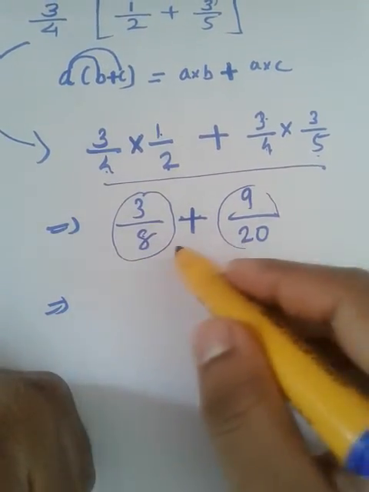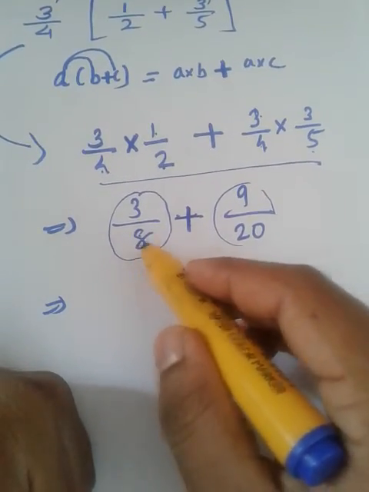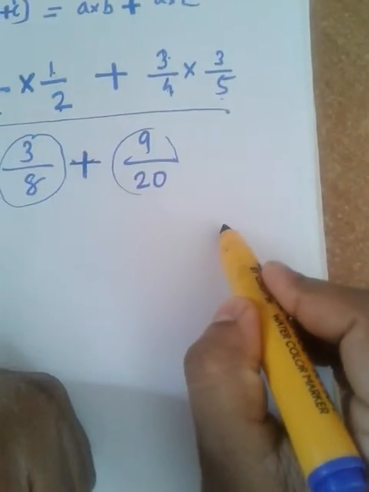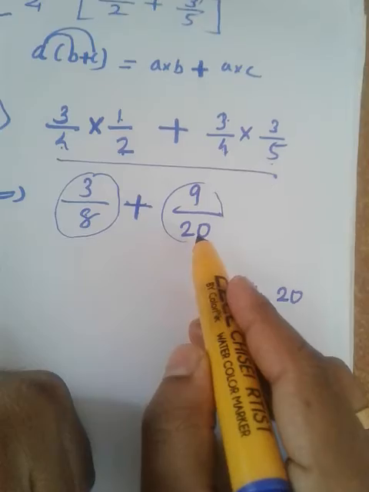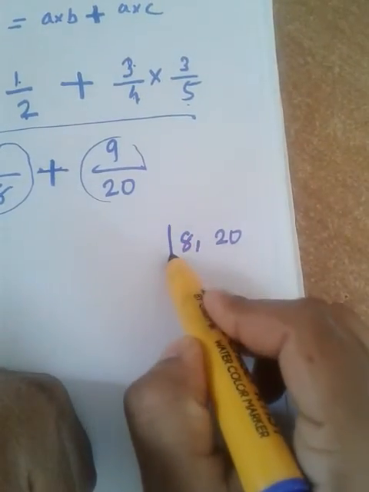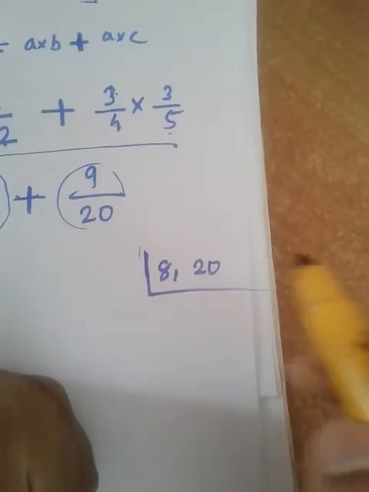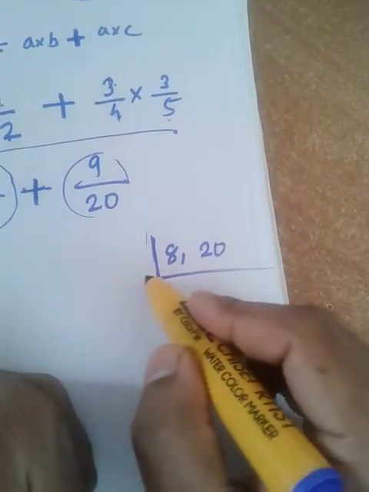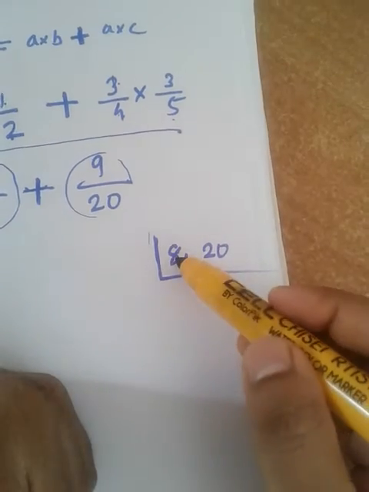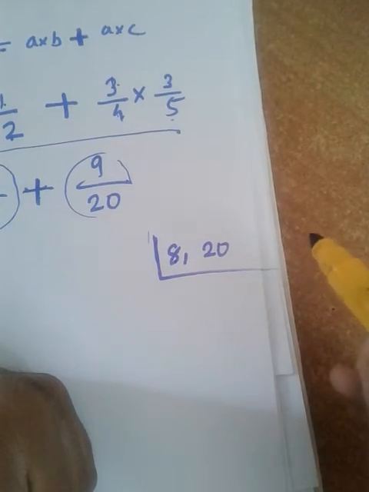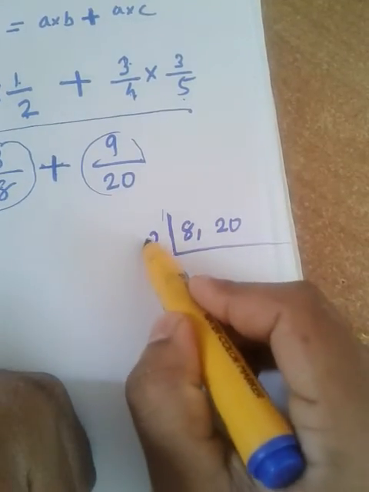Here the denominators are different. In order to make the denominator same, we should find out the LCM of 8 and 20. In order to do that, just write that denominator separately, 8, 20. Here the denominator is 8, here the denominator is 20. Then we should give this symbol. Then we should think about by which number we can divide 8 and 20. Which is the least number which we can divide 8 and 20? It is 2, because we can divide 8 and 20 by 2. So just write 2 here.